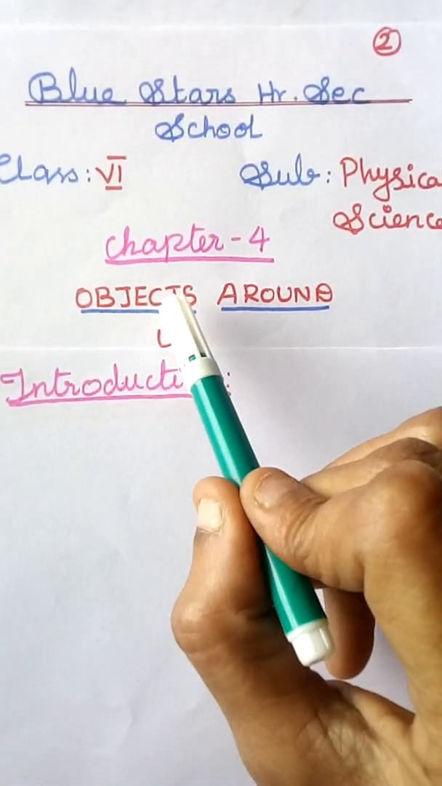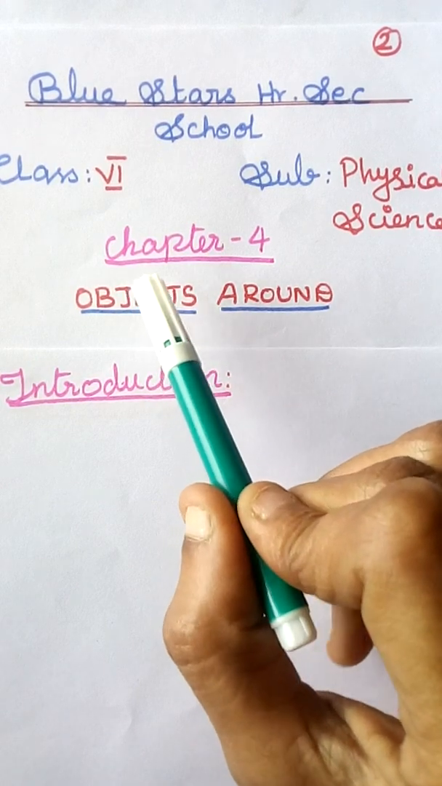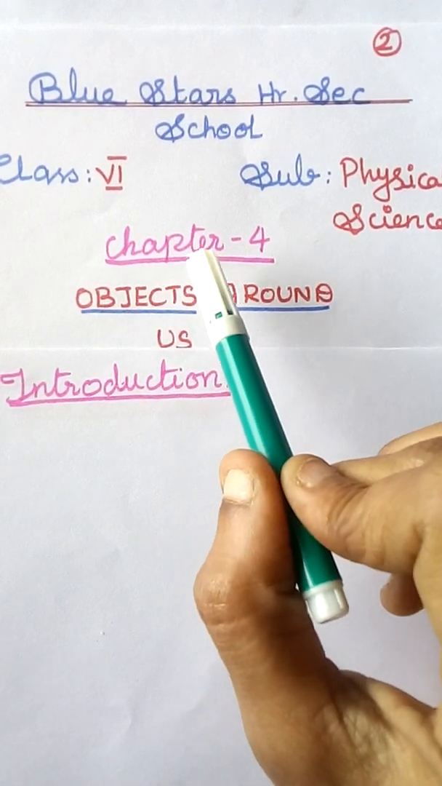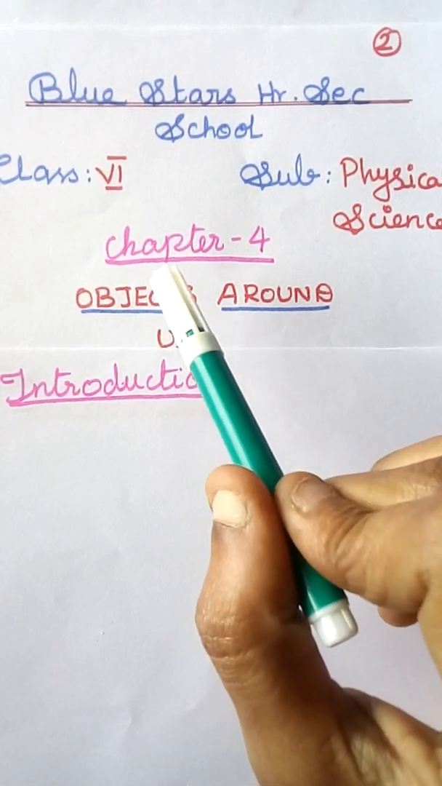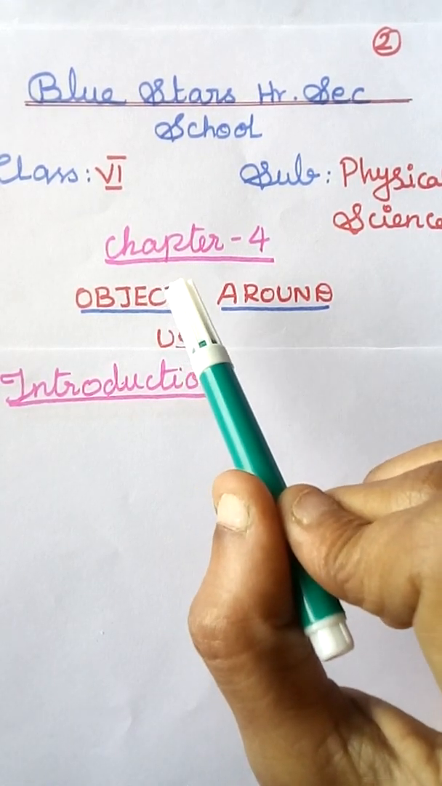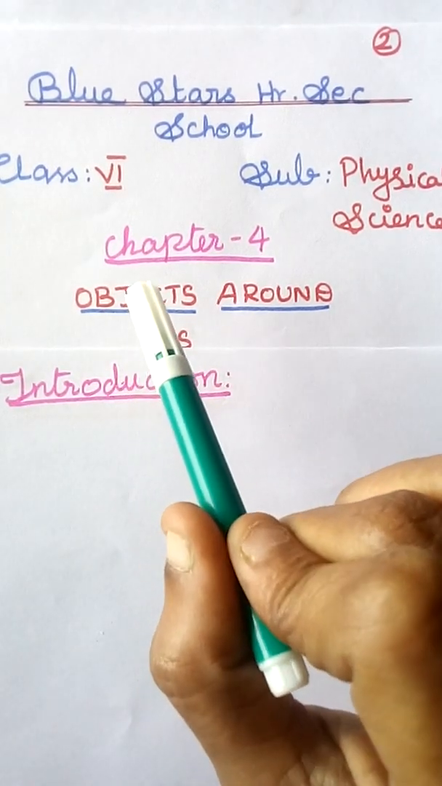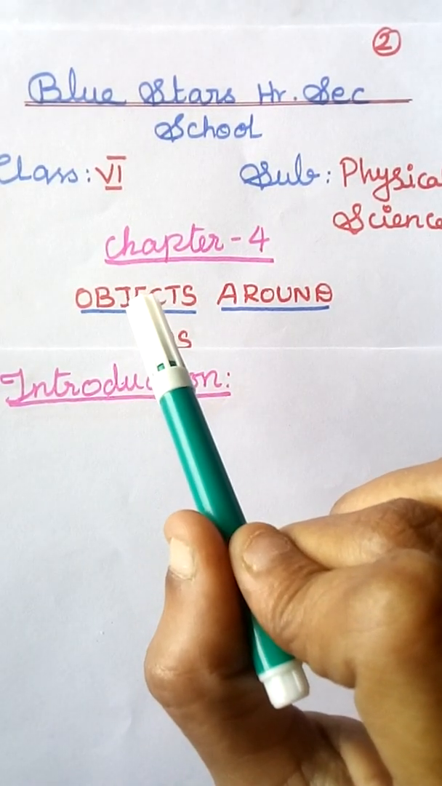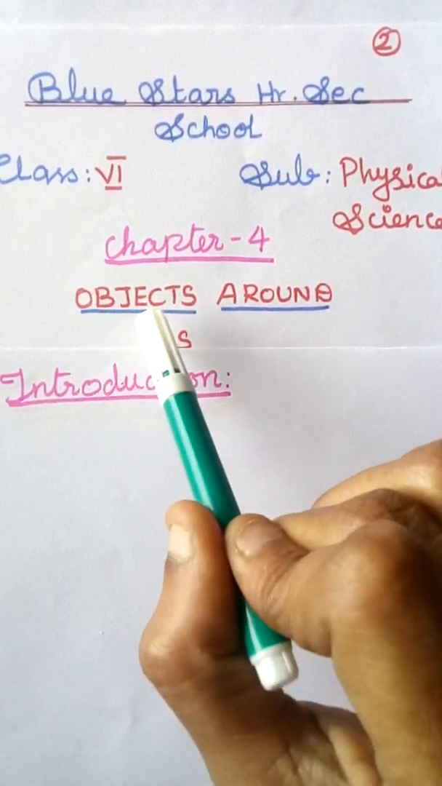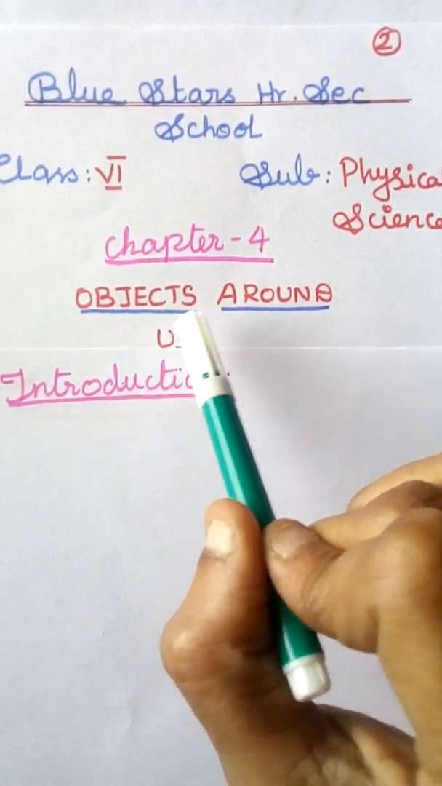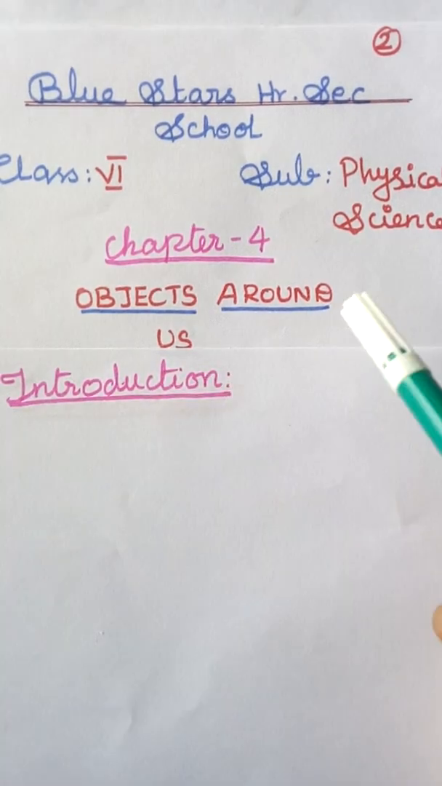Students, last class we saw the 4th chapter, sorting materials into groups. What is meant by sorting, what is meant by materials, and what groups are arranged in the sorting of materials, we saw. Next we will discuss objects around us. First one is the introduction.